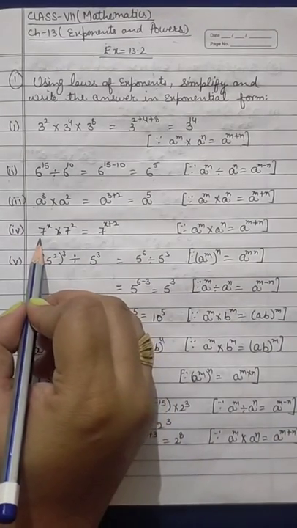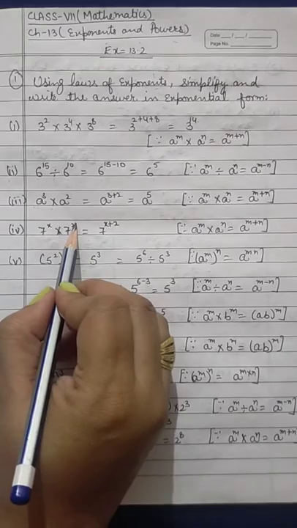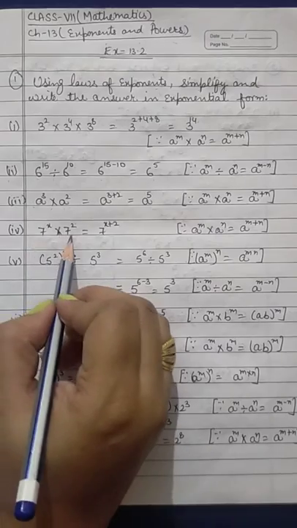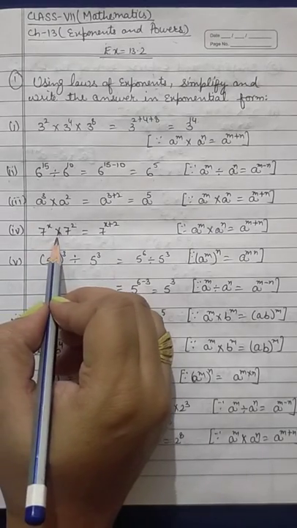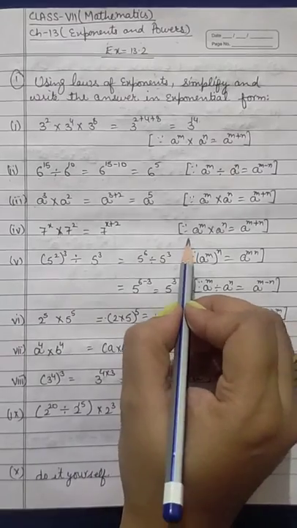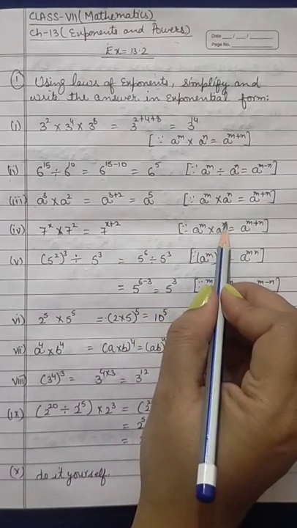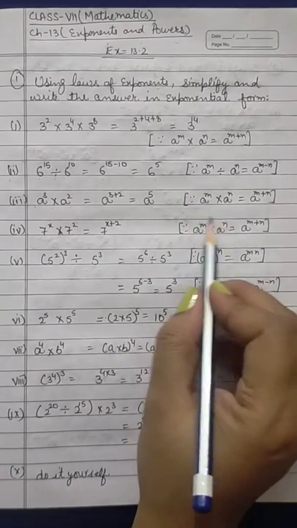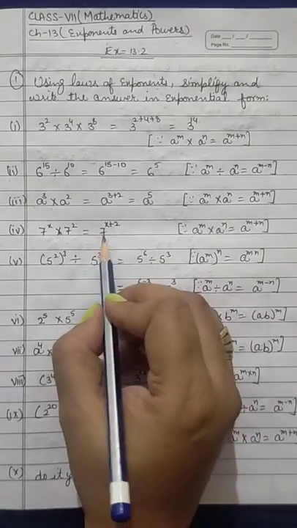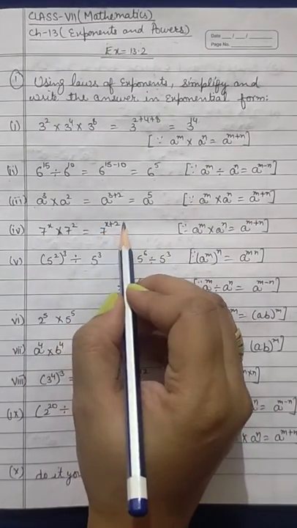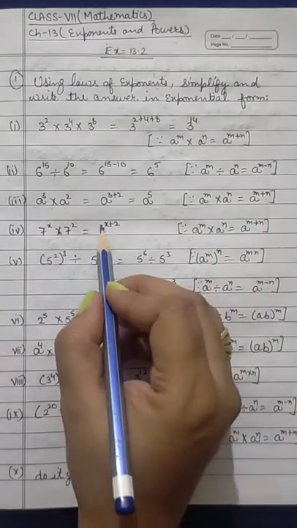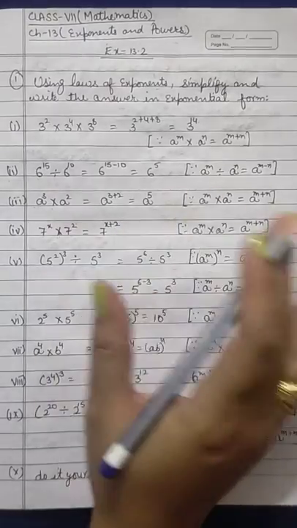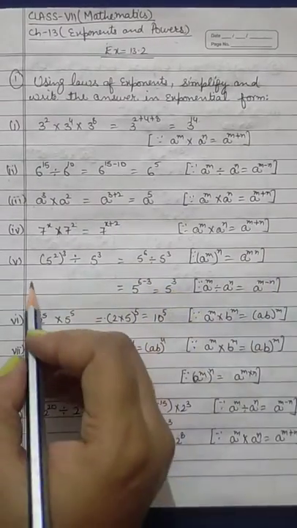Then in the next part, we have 7 raised to power x multiply 7 raised to power 2. See here, this one is x and this one is 2. Again the bases are the same with the multiply sign, so we'll use the law a raised to power m multiply a raised to power n, and add their powers, because the bases are the same, multiply sign and the powers are different. So that is 7 raised to power x plus 2. As we know, we are not able to add x and 2 here, so we write 7 raised to power x plus 2 as it is. Fine.